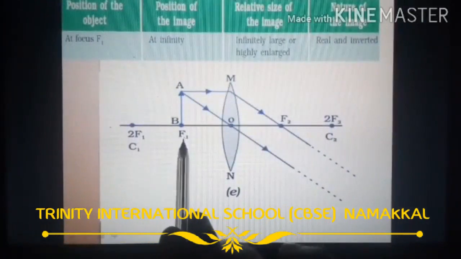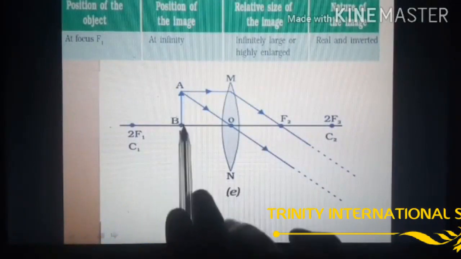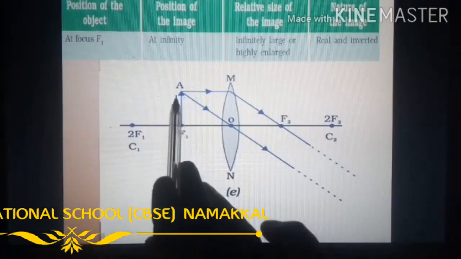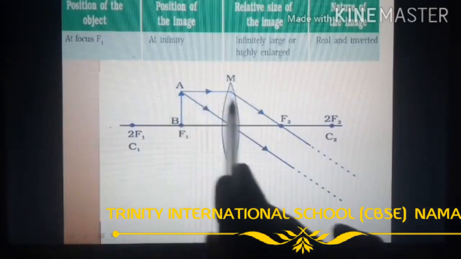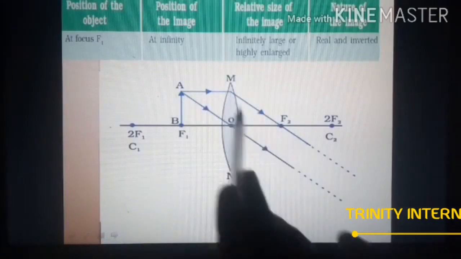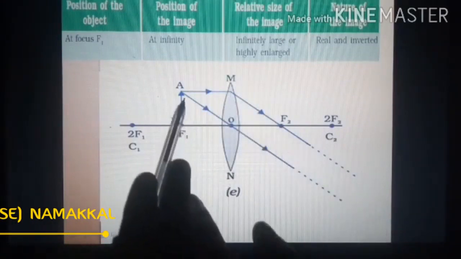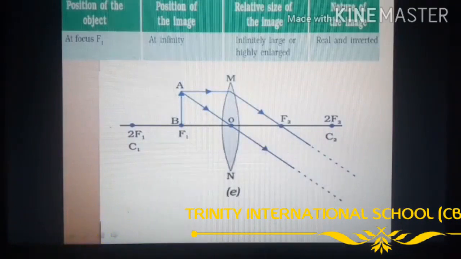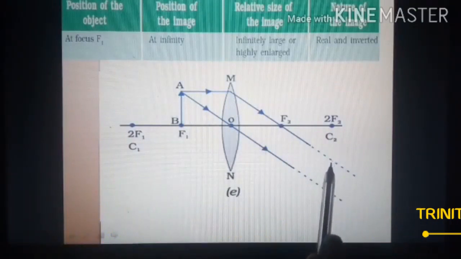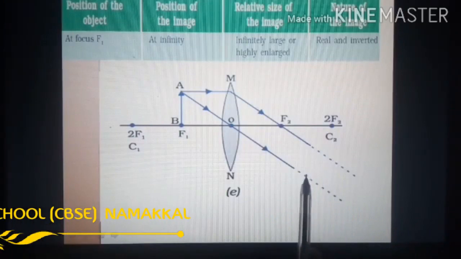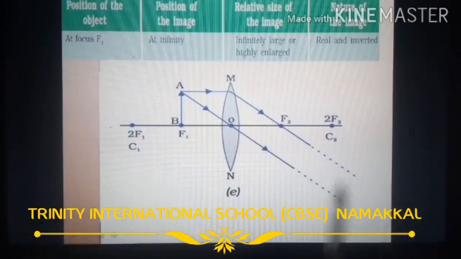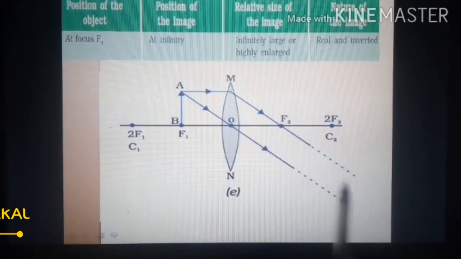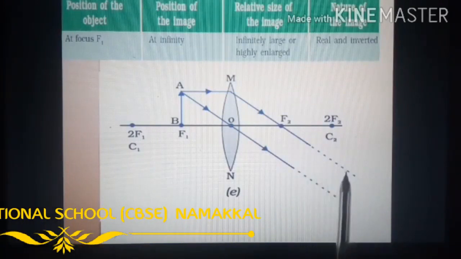Next point is focus. AB is the object. The same two rays can be taken. The first ray, parallel to the axis, after refraction goes through F2, the principal focus, and the ray passing through the optical center goes without deviation like this. Both rays are parallel, and parallel rays cannot meet. Otherwise we can assume they will meet at infinity, so they will form the image at infinity. The image will be very enlarged, highly enlarged.